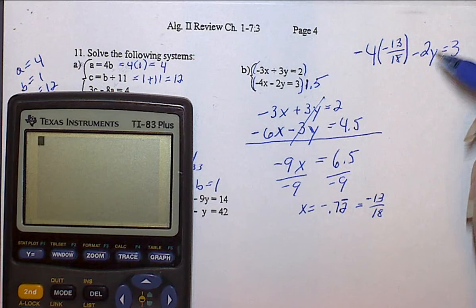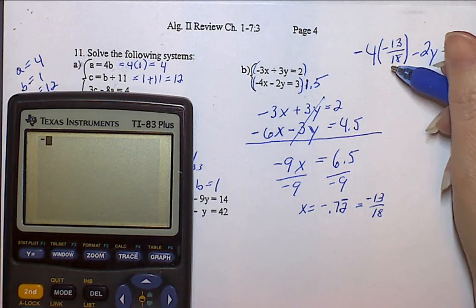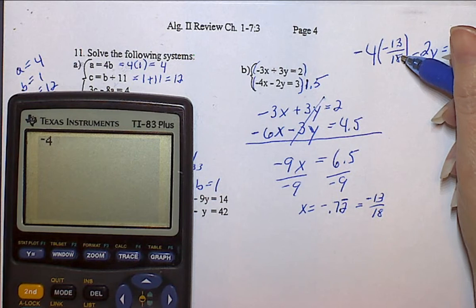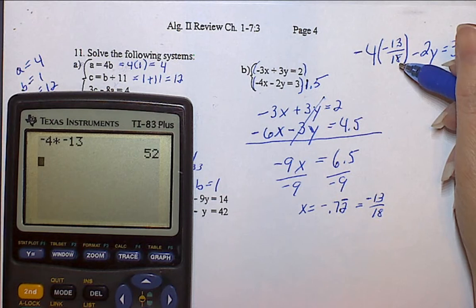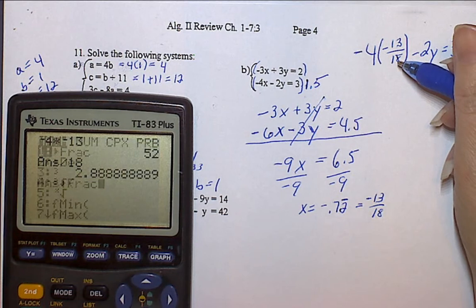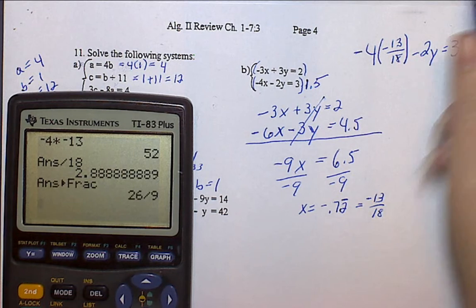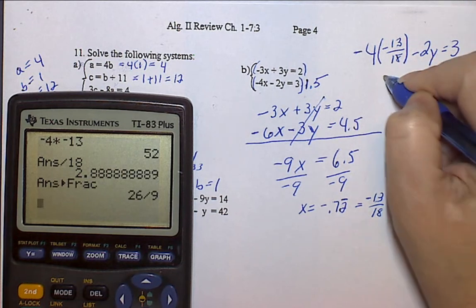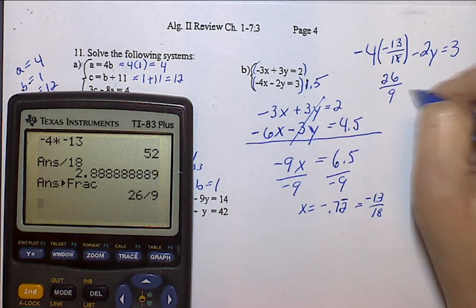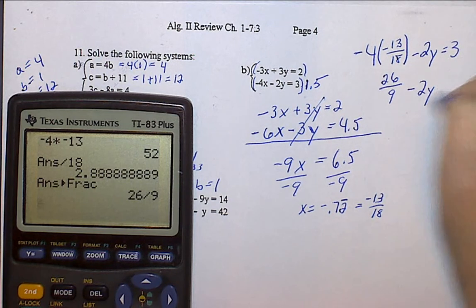So I have here negative 4 times negative 13 divided by 18, and I want to find what fraction that is. It is 26/9 minus 2y is equal to 3.